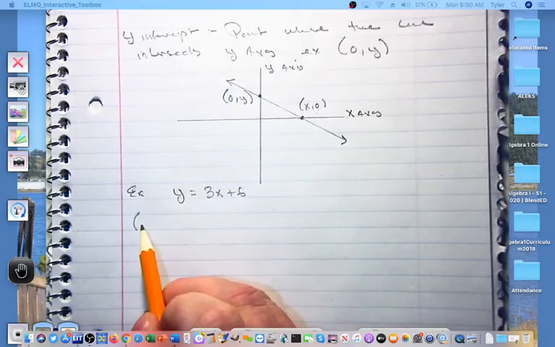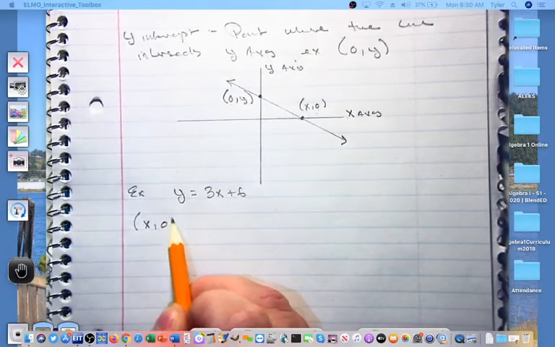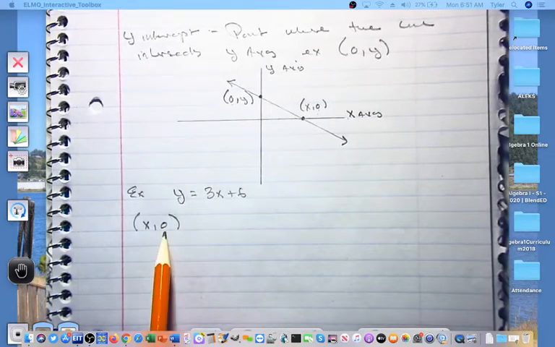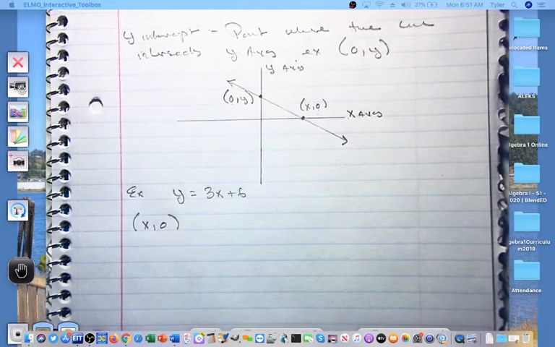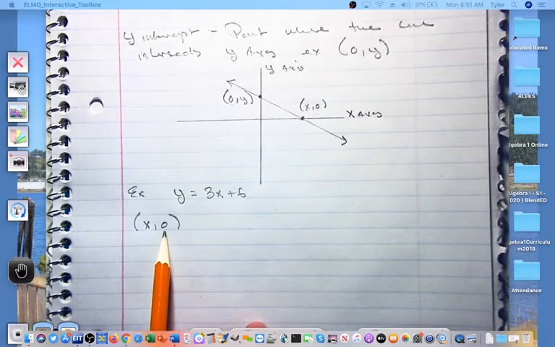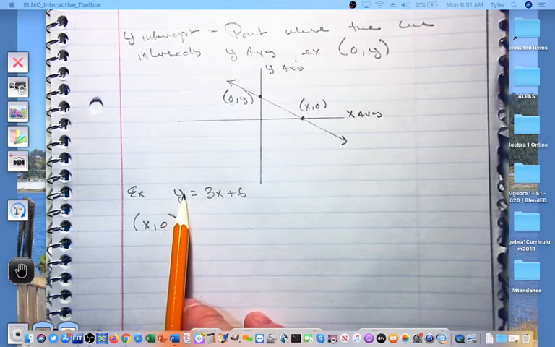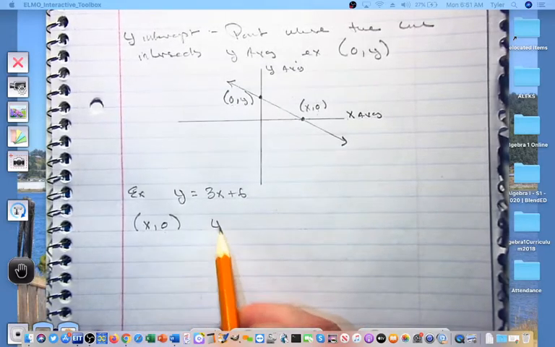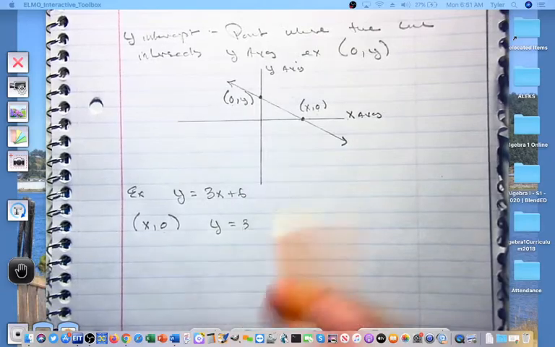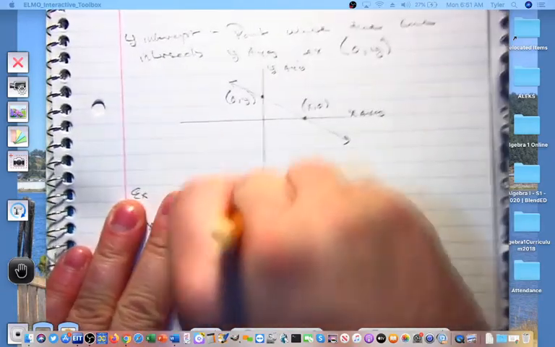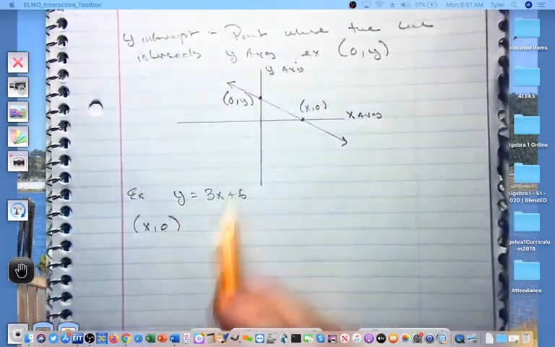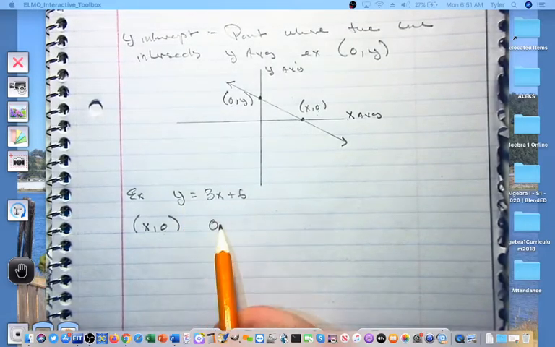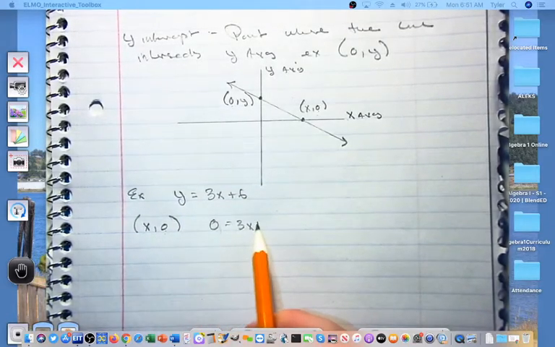So let's start with our x-intercept. An x-intercept is always going to have some number and a 0 for y. So we are going to substitute 0 into this location where we see y, and we will solve for this missing value of x. Sorry, almost did it wrong on the first one. We're going to put a 0 in for y, so I have 0 is equal to 3x plus 6.